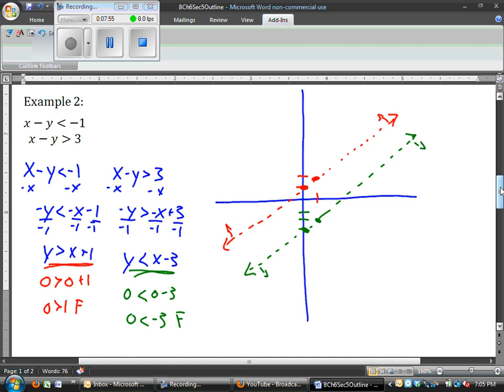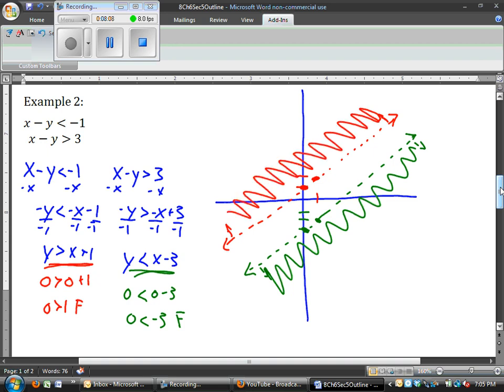Now, take a look at this. My green shading goes down. My red shading goes up. They don't intersect anywhere. What do you think is going to happen if none of my shading intersects? Just like if my lines did not intersect for equations, this becomes no solutions. No solutions. Okay?